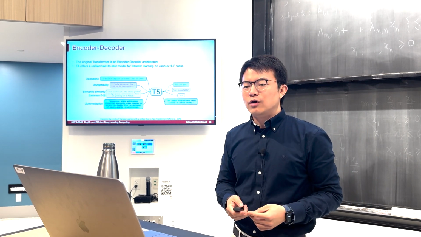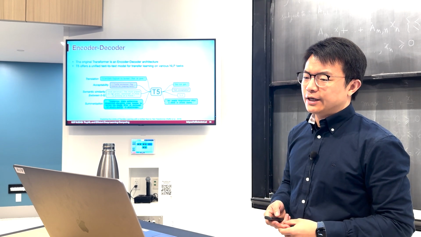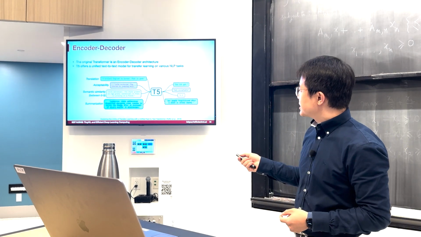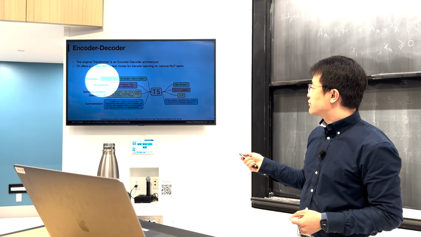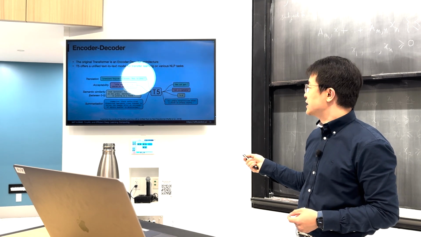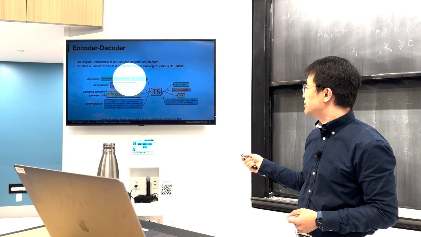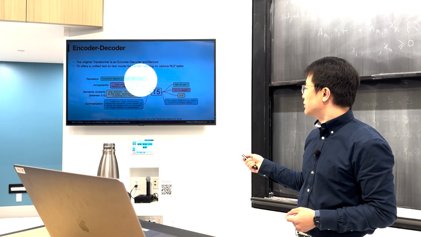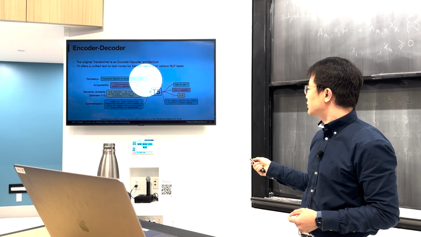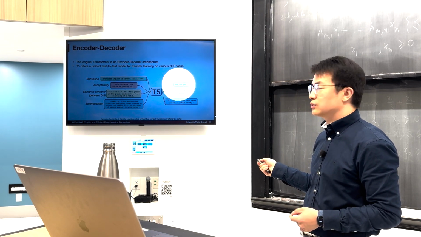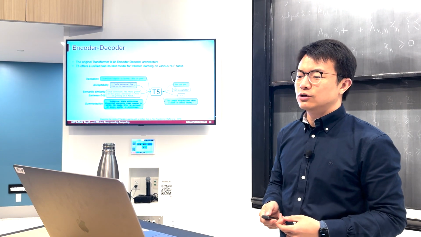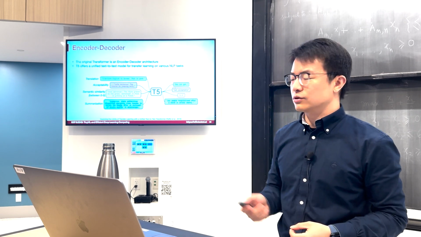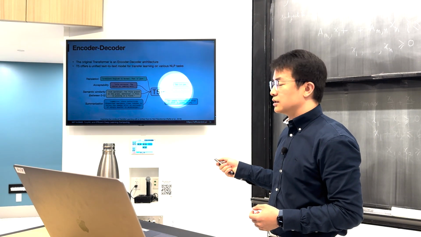The original transformer is actually an encoder-decoder architecture. So for example, in this translation task, we first encode the source sentence, translating English to German, "this is good", and then we pass it through the encoder model, and then the decoder model is going to generate a token for the output. So an encoder on the left and a decoder on the right.